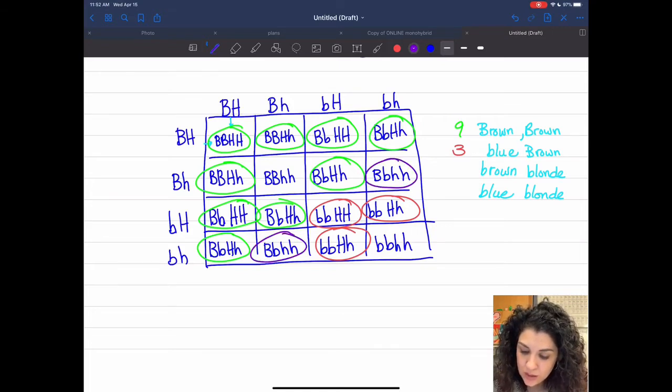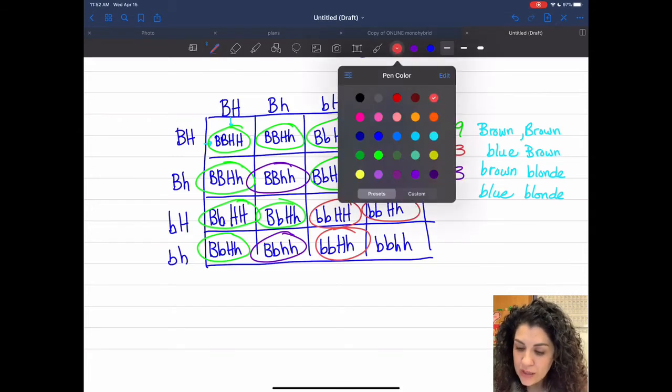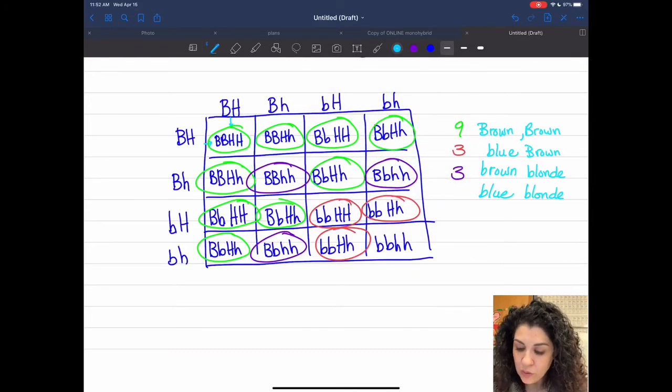So that's 1 and 2 and 3. And then the last one, I need recessive for both. So in this case, what I need is 2 little b's and 2 little h's. And so that's 1 right there. So now I have my phenotype ratio, which is a 9 to 3 to 3 to 1.